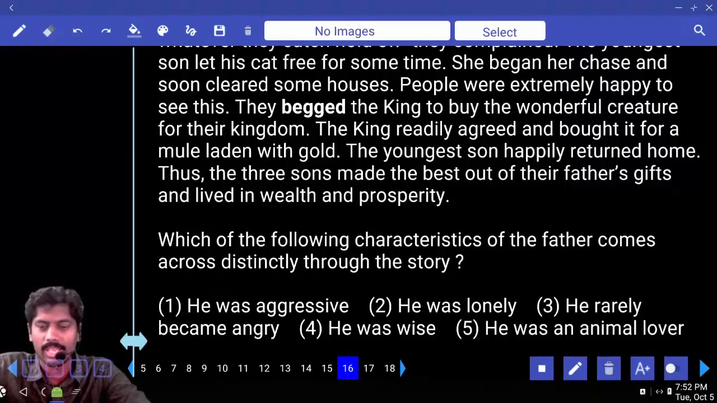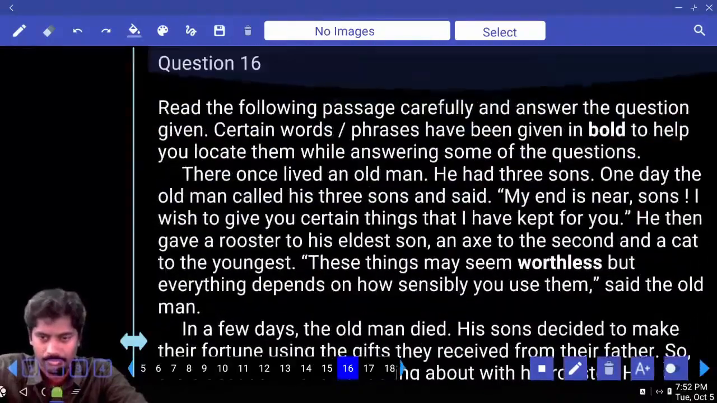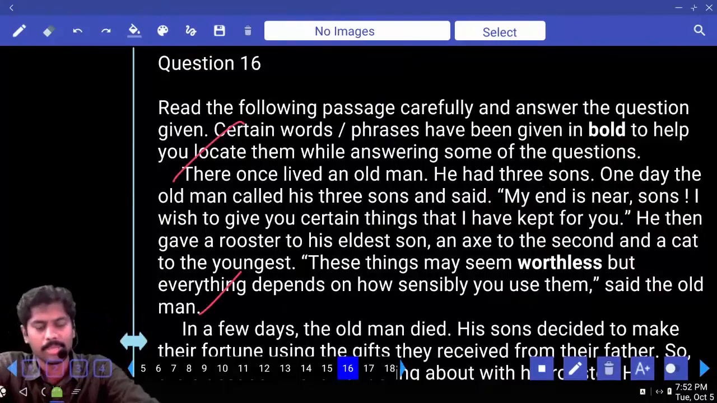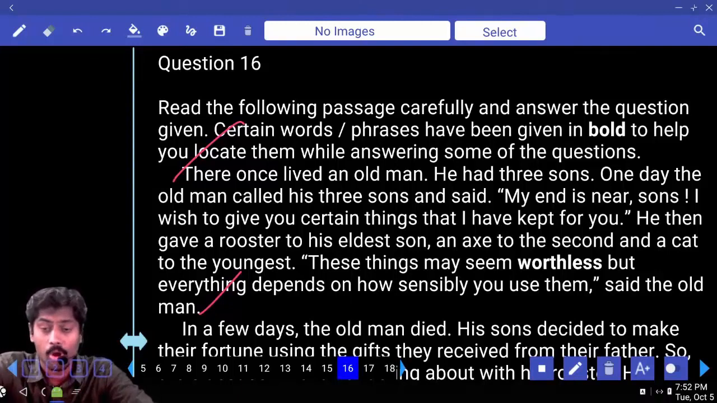Which of the following characteristics of the father comes across distinctly through the story? Where is the father? Is it in the first paragraph? Let me read it. There once lived an old man. He had 3 sons. One day the old man called his 3 sons and said, my end is near. My end is near means I am about to die. I am going to die.